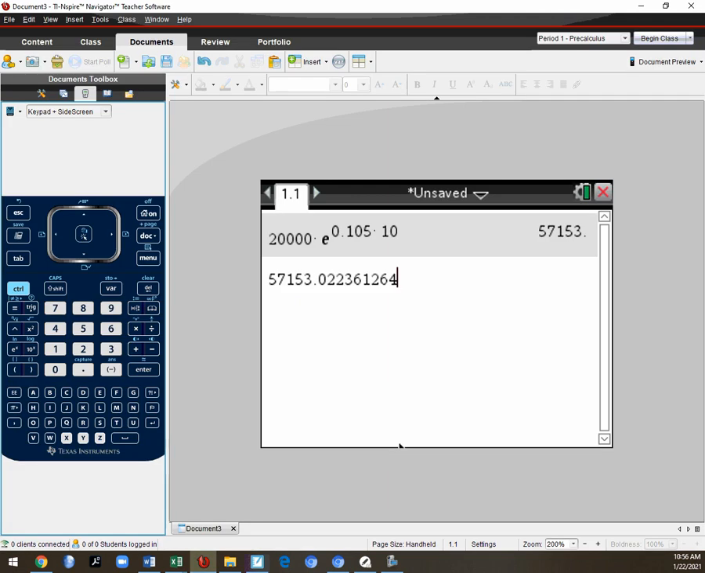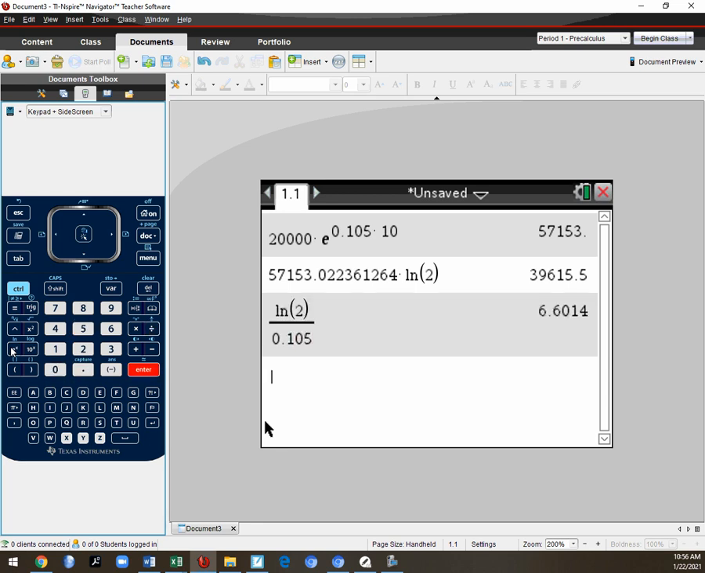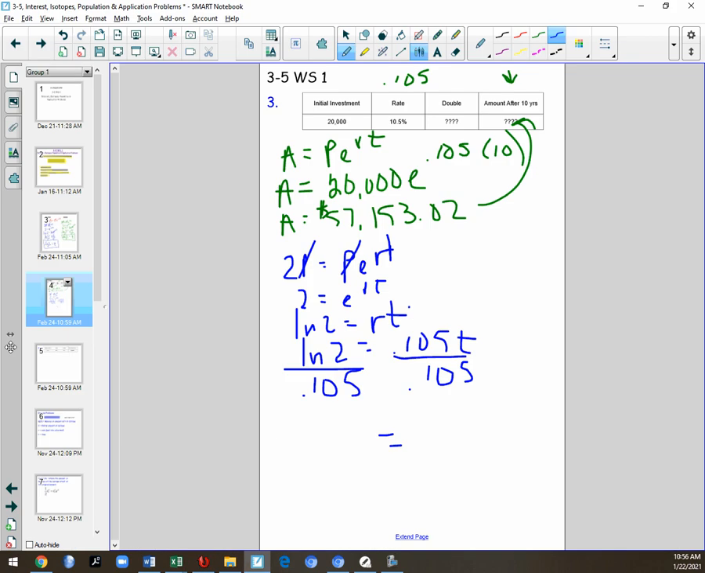And that's going to be the natural log. And it doesn't like me, so sorry. The natural log of 2 divided by 0.105. And basically what that means is it's going to take 6.6 years to double my money. Okay?